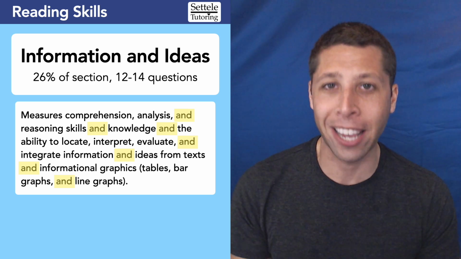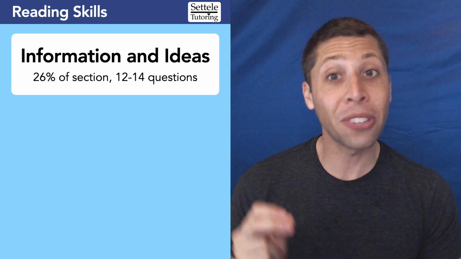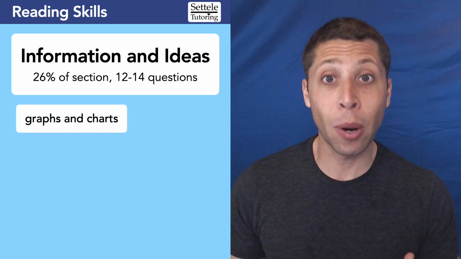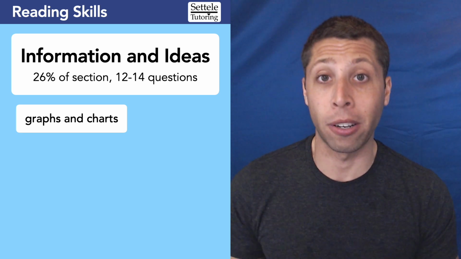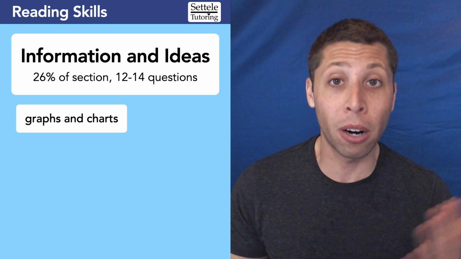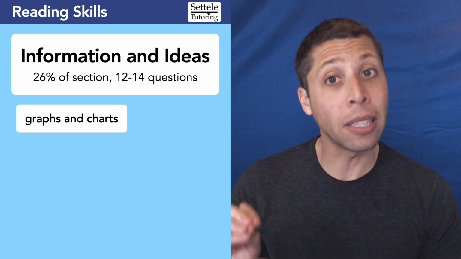So let's take another crack at this information and ideas grouping. What does this really consist of? Well, the most obvious piece of that description was that there are graphs and charts involved. And a lot of these questions are really just about reading the graph and the chart. Nothing else is involved. You just go to the right row or column or line or bar, whatever it may be, and you just give them the information that they're asking for.